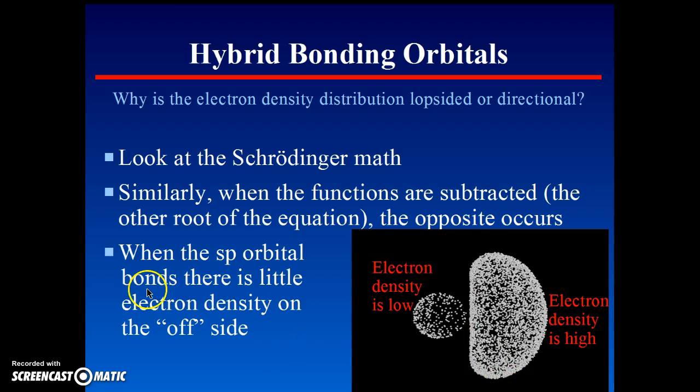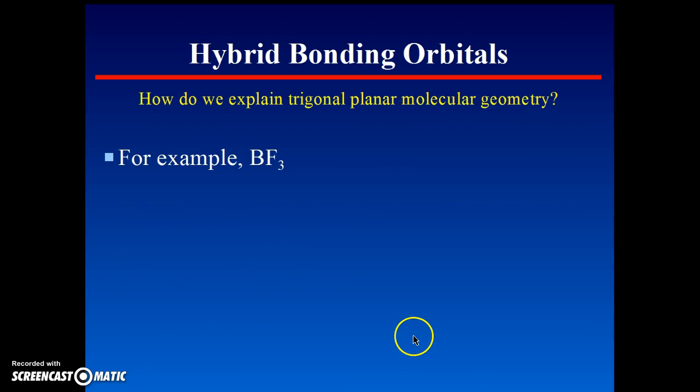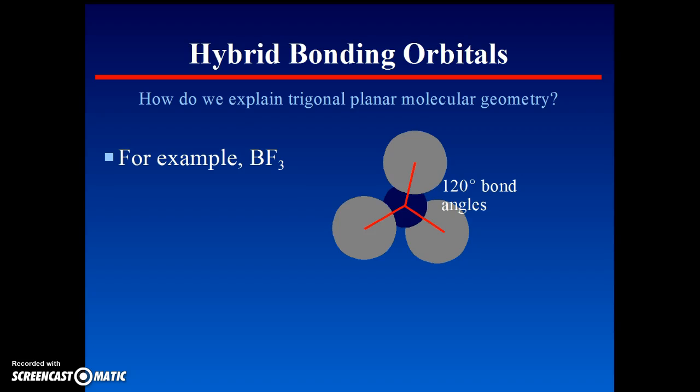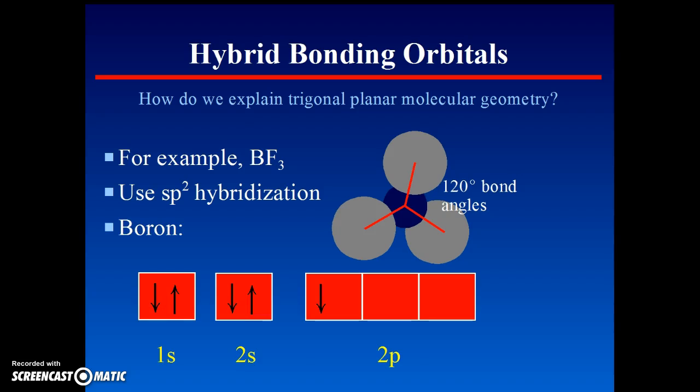When the s orbital bonds, then, there is little electron density on the off side. On the on side, the electron density is very high. And of course, then the bond is going to occur there. Now, how do we explain trigonal planar molecular geometry, for instance, in the BF3 molecule? Well, that has 120-degree bond angles. VSEPR predicts that. Here we can use what we call sp2 hybridization.